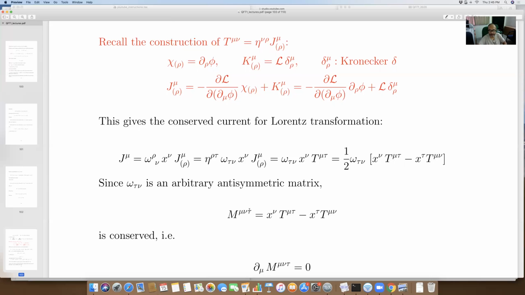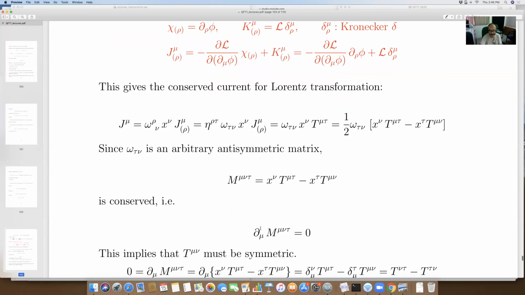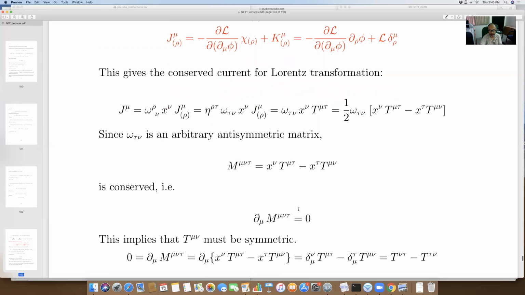Similarly, M mu 0 2 is conserved. You just choose another omega whose 0 2 and 2 0 components are non-zero, everything else is 0. So by choosing these independent omegas, each of which has only 2 components non-zero at one go, we can prove that M mu nu tau for every nu and tau is independently conserved. That means this equation holds for every nu and tau. Okay, thank you, sir. Is this clear to everybody?